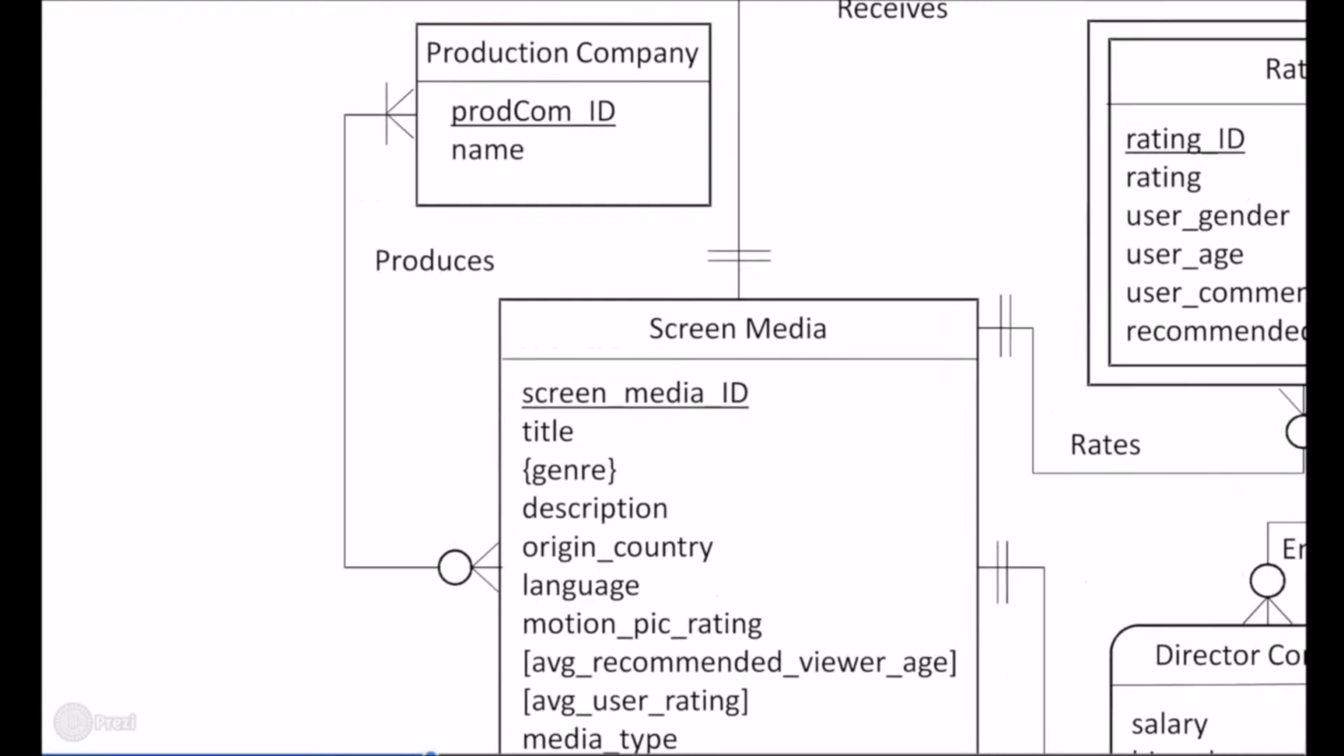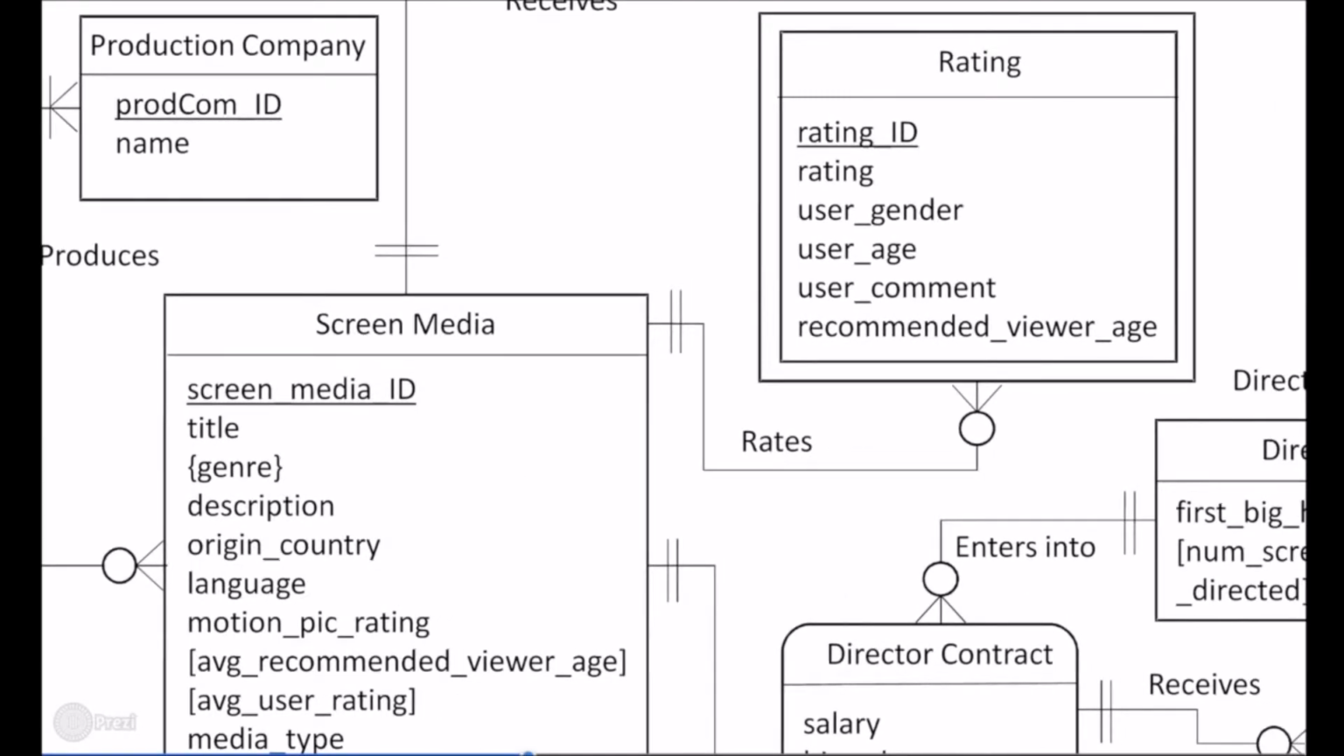A screen media must be produced by at least one production company or more. A production company can produce 0 or more screen media. And besides, a production company can be registered before making a production. A screen media can be rated by 0 or more ratings, and each rating is related to one and only one screen media.